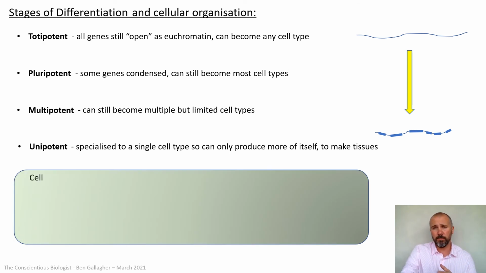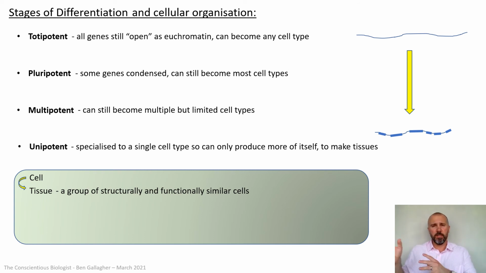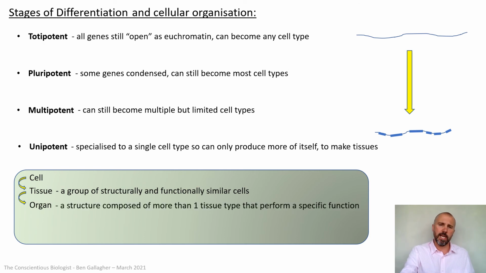First off, if you've got a cell and that cell is unipotent, that cell can form tissues. A tissue is a group of structurally and functionally similar cells. We shouldn't say identical, but similar cells. They could all be muscle cells, they might all be sperm cells, they might be liver cells, hepatocytes, or whatever. But a tissue is only made up of one cell type. If we then think about organs as the next stage, an organ is a structure composed of more than one tissue type, but that organ performs a specific function. So the different tissues within it are all contributing to the overall function.